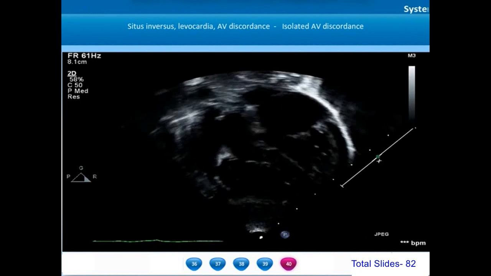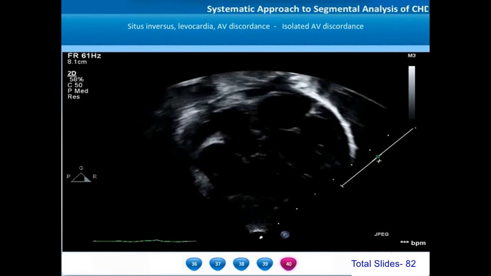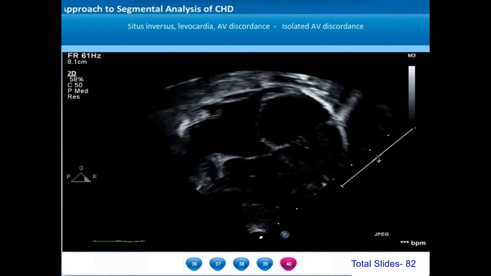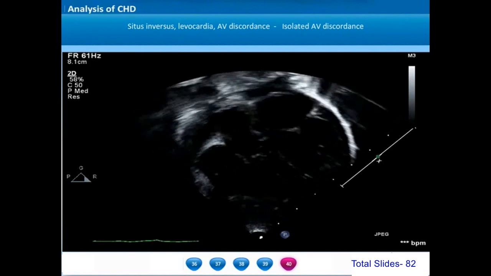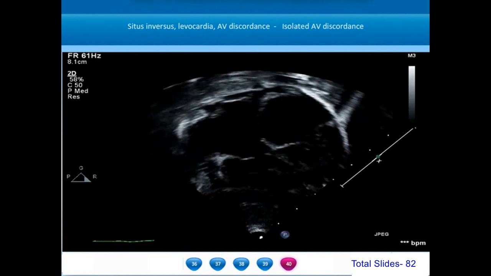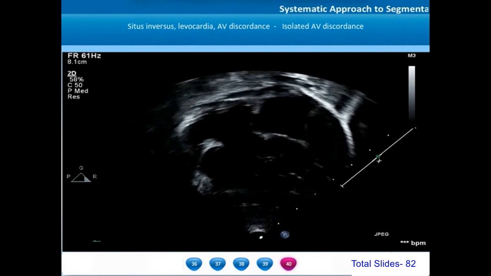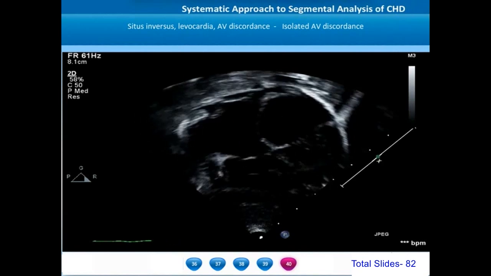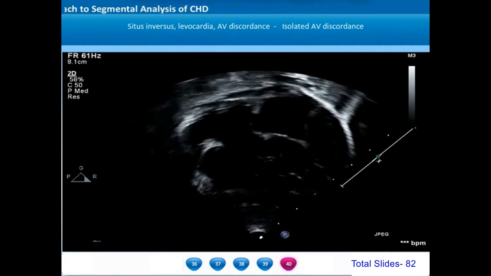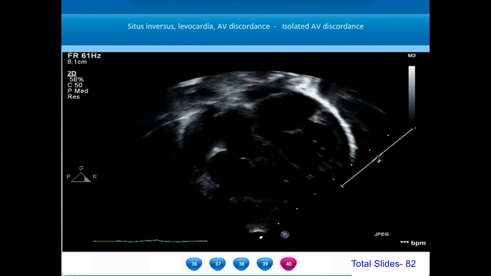Atrioventricular discordance and atrioventricular concordance can be seen in both situs solitus and situs inversus. In this example, we can appreciate there is situs inversus and levocardia. There are two atria seen from this modified apical view. The atria on the left hand of the screen receives the pulmonary veins from both the sides. This patient had situs inversus, and so the atrial situs is also inversus.